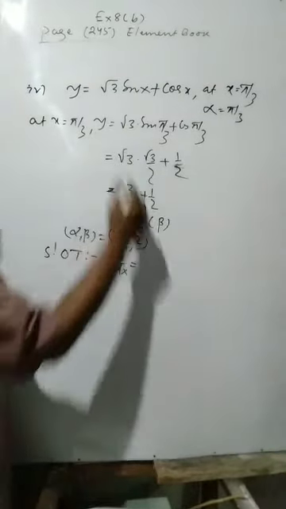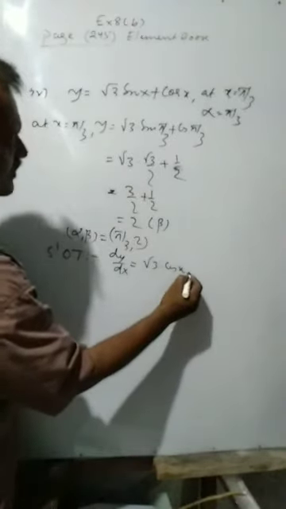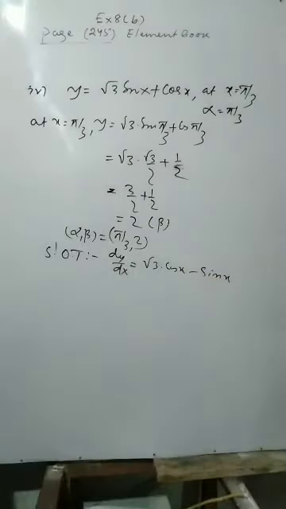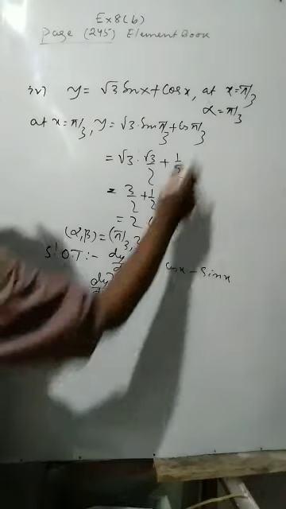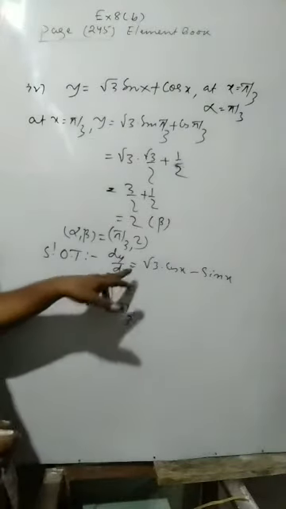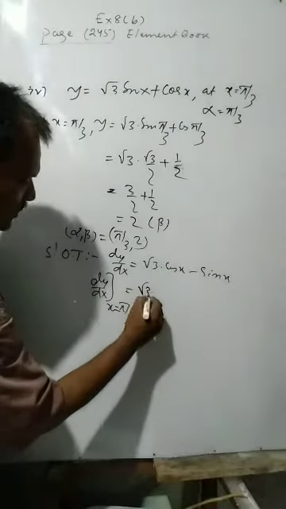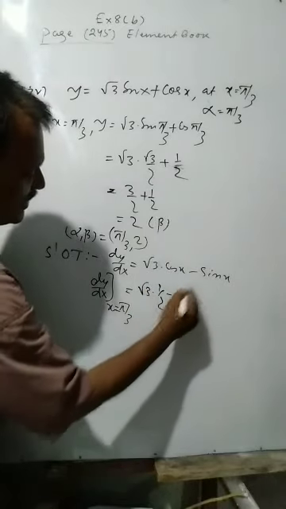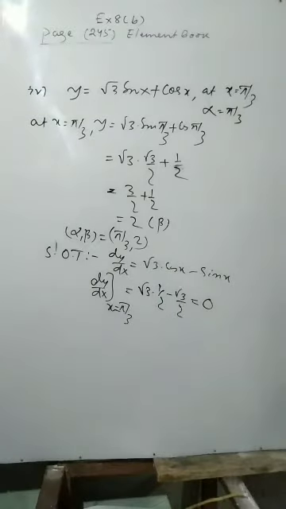dy by dx equals root 3, keep it, the derivative of sin x is cos x, and the derivative of cos x is minus sin x. Now put the value of x given, pi by 3, in dy by dx. That is 60 degrees: root 3 into cos pi by 3, which is 1 by 2, minus sin pi by 3, which is root 3 by 2. Here root 3 by 2 minus root 3 by 2 equals 0.